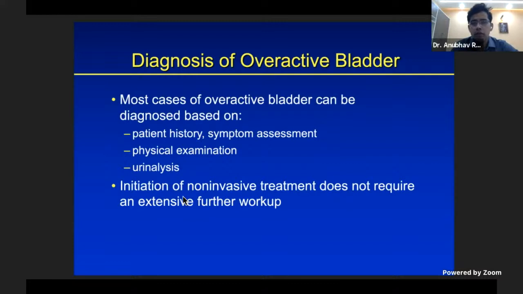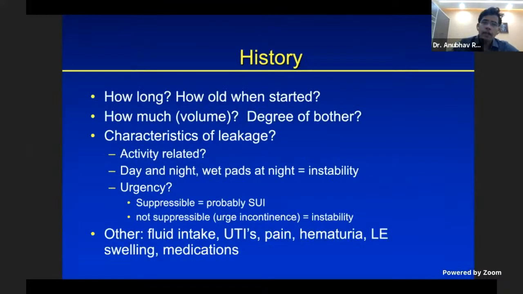So what you need to do is visit your urologist at the earliest, and he should give you time and try to understand your symptoms. The questions asked to the patient are: how long have you been having this? What was your age when this started? What is the amount of urine you void each time you go? Or if there is leakage, what is the amount of leak you have? And is it related to any activity?